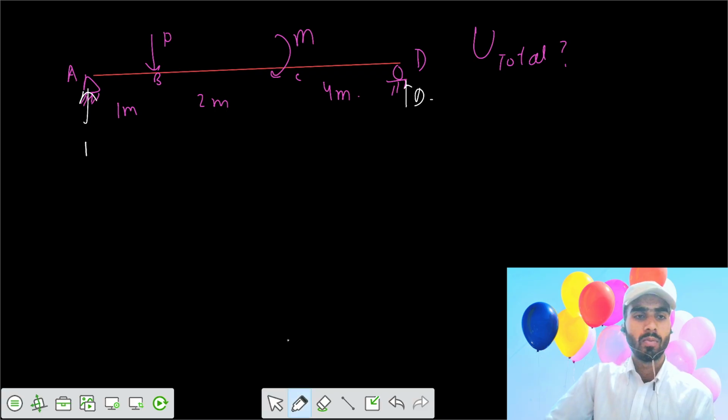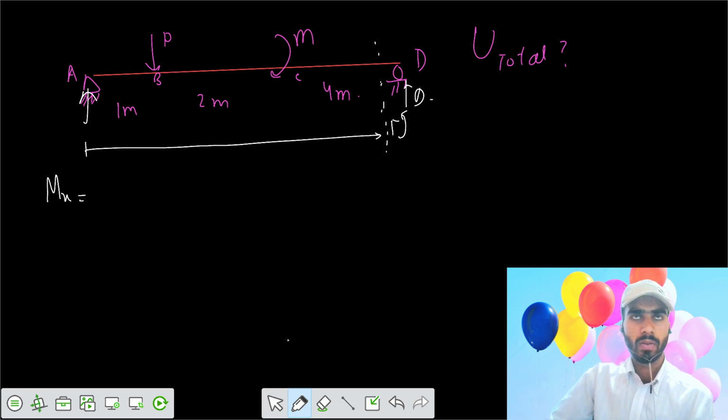If you make one moment equation for the entire beam, you cut dx just before D. You say what's the value of moment at any x. Taking clockwise and anti-clockwise, we get the value of A into x, plus minus P acting after x minus 1. Then we have moment M clockwise, which we write positive, but it acts after x minus 3, so we show that with zero power.